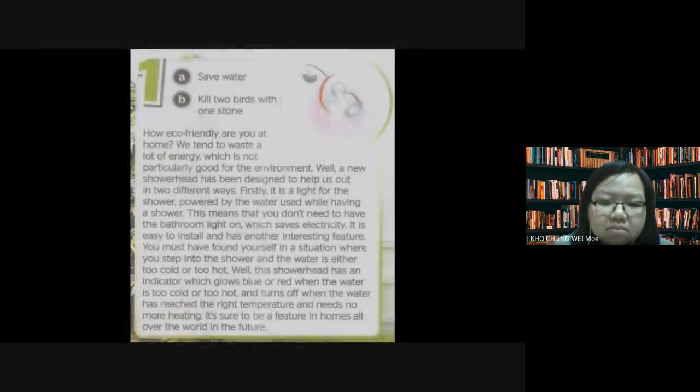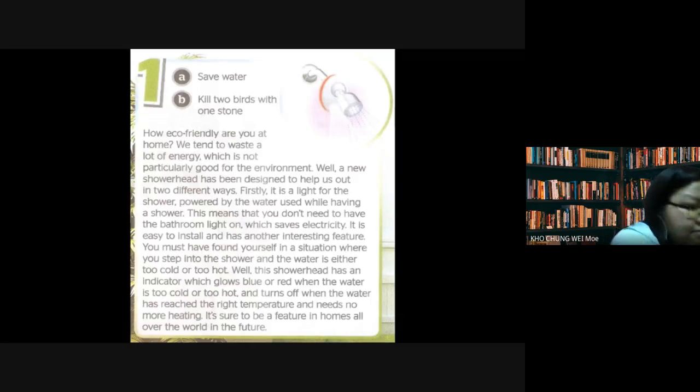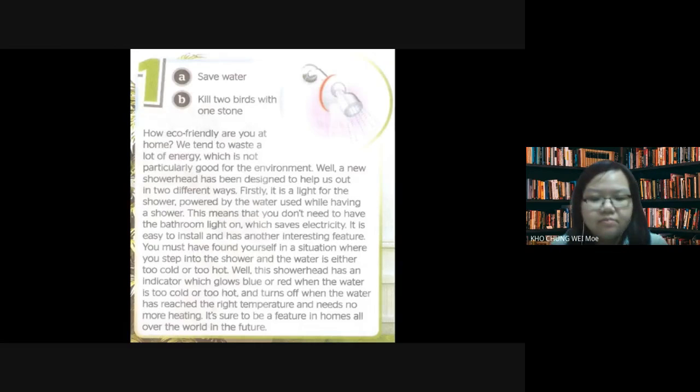1. How eco-friendly are you at home? We tend to waste a lot of energy, which is not particularly good for the environment. Well, a new shower head has been designed to help us out in two different ways. Firstly, it is a light for the shower powered by the water used while having a shower. This means that you don't need to have the bathroom light on, which saves electricity. It is easy to install and has another interesting feature.